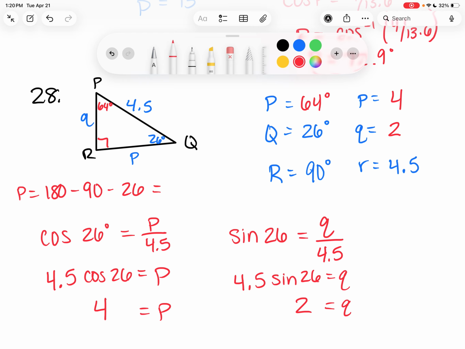Do we need to see another one of those, or we feel okay? Good? All right. That's a lot of steps.